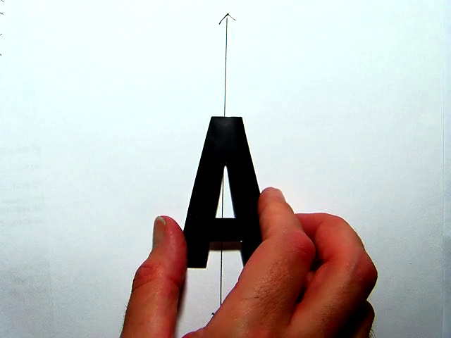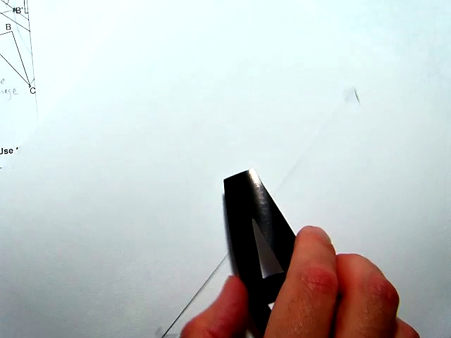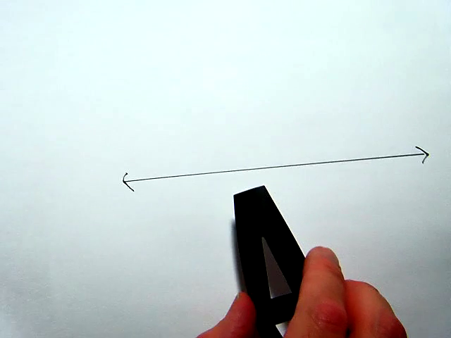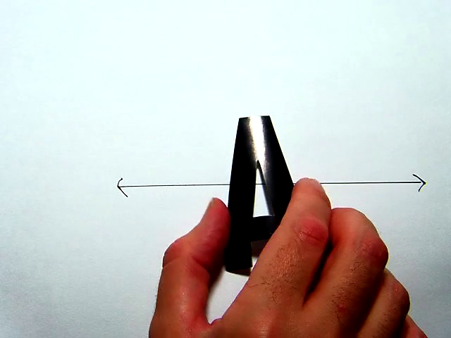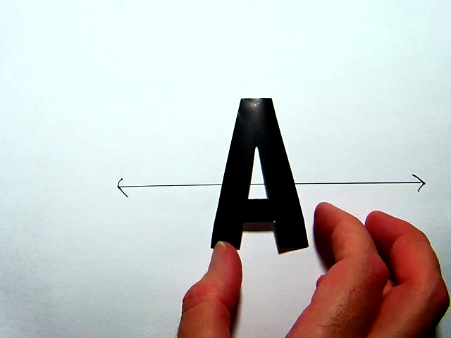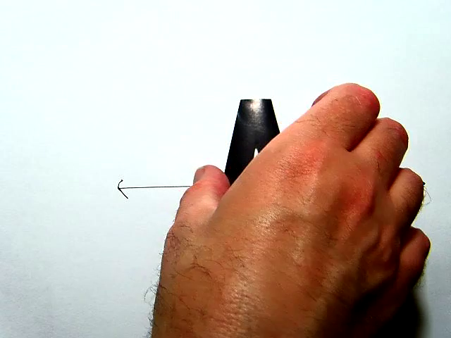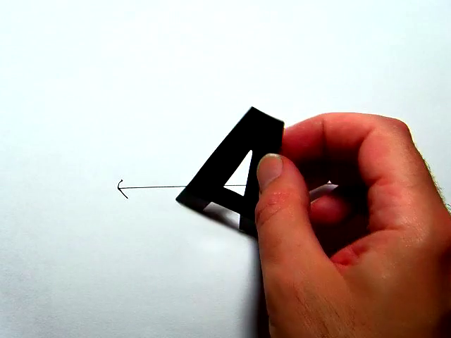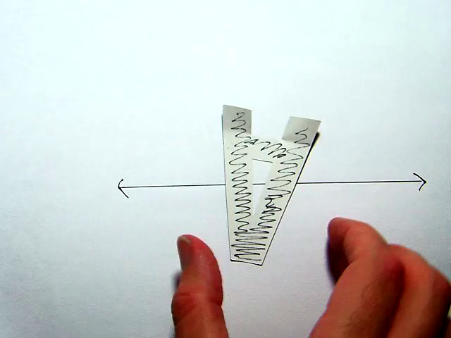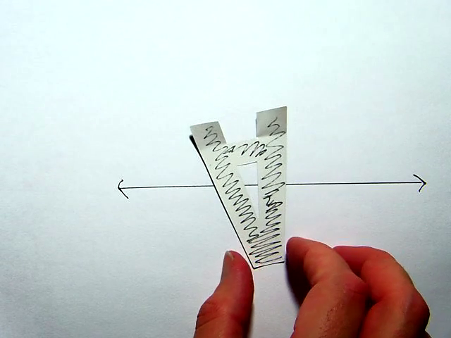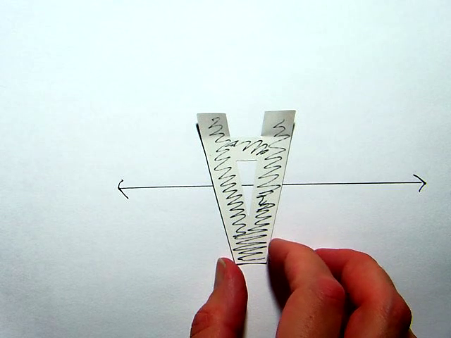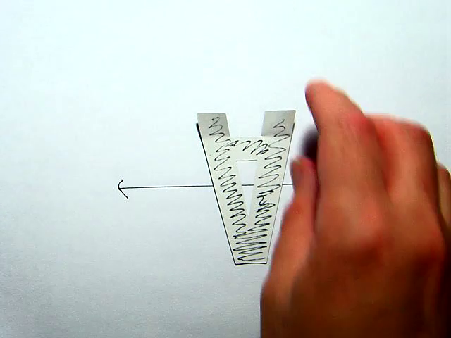Now, does A have any horizontal axis of symmetry? If we flipped A over a horizontal axis, we would get this. Does that look like the letter A? No, of course not. So A does not have a horizontal axis of symmetry.